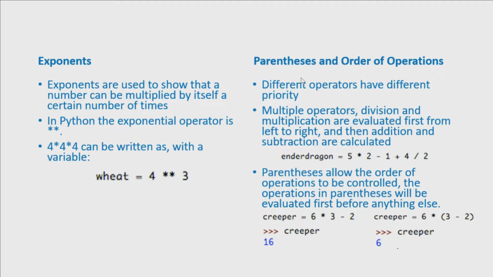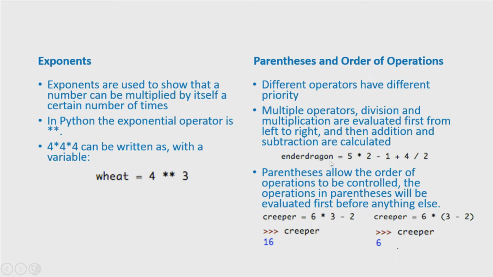So parentheses is an order of operation. Different operators have different priorities. So multiplication and division are evaluated from left to right, and then addition and then subtraction are calculated. So for example, the number of ender dragons we want in the world will equal 5 times 2, and that will be calculated first. Then it will be 4 divided by 2 because that's next. So that will be 2, 10 here, and then the plus is calculated next. So minus 1 plus 2 is 1, and then that plus 10 is 11. So as you can see, there will be 11 ender dragons.